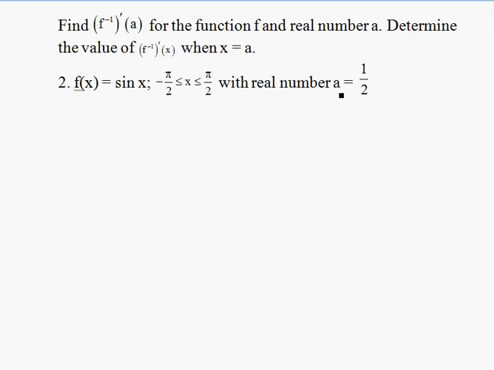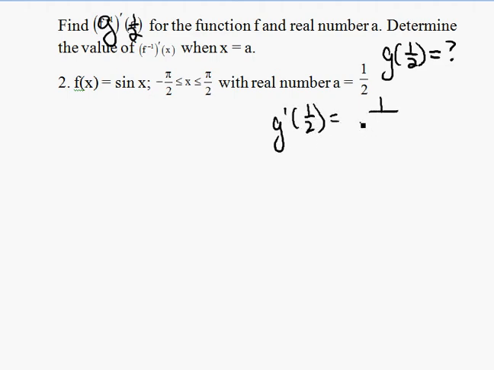So again, we have f as our original function. We want to find the derivative of the inverse. So this is really g prime of a, where a is equal to a half. So really what we want to know is, what is g of a half equal to? And then our definition of g prime of 1/2 is equal to 1 over the derivative of the original function of g of 1/2. Well, first we need to figure out what g of a half is.